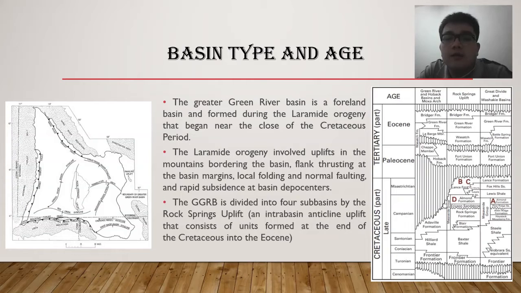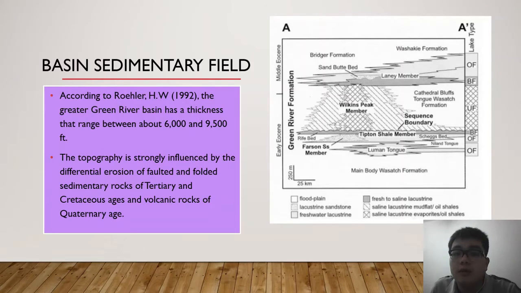The Greater Green River Basin is divided into four sub-basins by the Rock Springs Uplift. The picture on the right shows the regional stratigraphy of the Greater Green River Basin. According to Roberts in 1992, the Greater Green River Basin has a thickness around 6,000 to 9,500 feet. The terrain is strongly influenced by the differential erosion of weak and resistant sedimentary rocks of Tertiary and Cretaceous age, and volcanic rocks of Quaternary age.